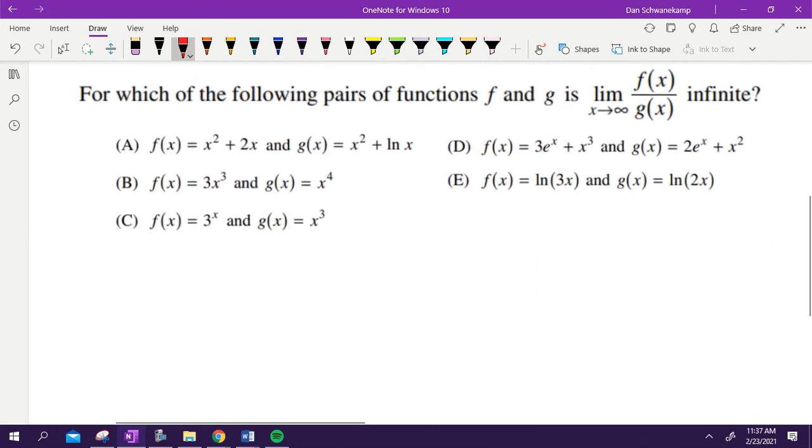Next one. Which of the following pairs of functions, f and g, is the limit as x approaches infinity of f over g going to be infinite? Okay. Notice here that they didn't say D and E. They said infinity here. That's fine. Don't be confused by that. We're trying to figure out which one's infinite or D and E. Same difference for us. Show me with your fingers. 1 for A, 2 for B, 3 for C, 4 for D, 5 for E.